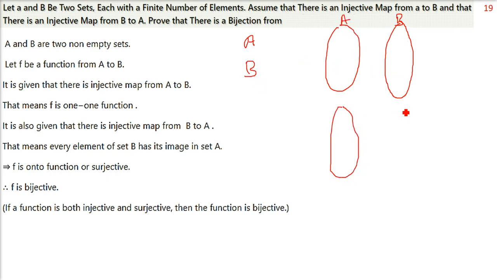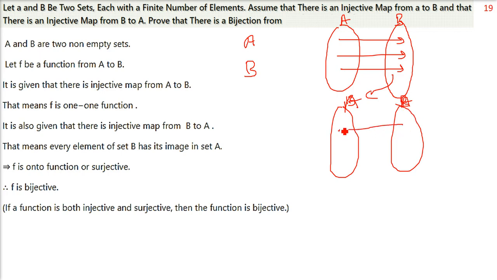B to A is also injective. So from A to B it is injective, B to A it is injective, and by all the discussions we had, we already know that this is pointing to an invertible function, and that is only possible when it is bijective. So both are A and B. So forward relation is also there and backward relation is also there.